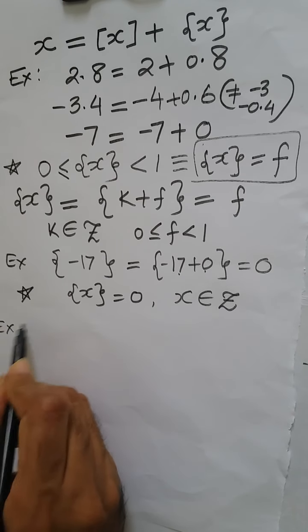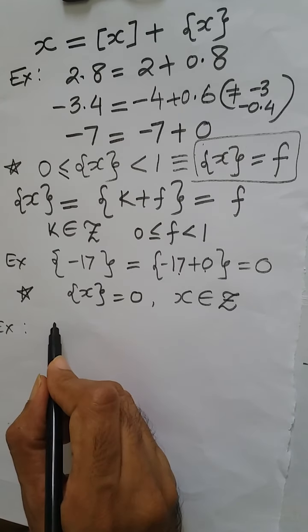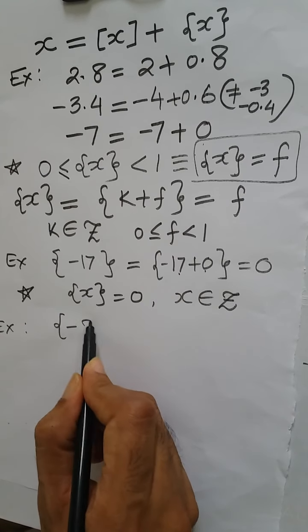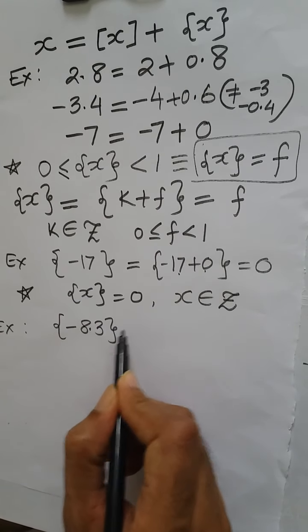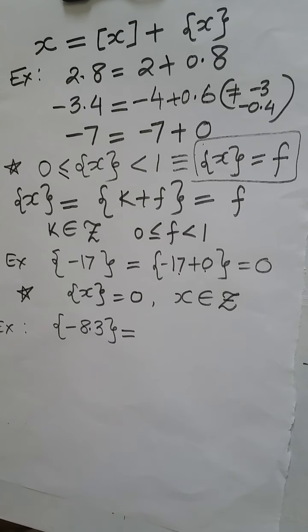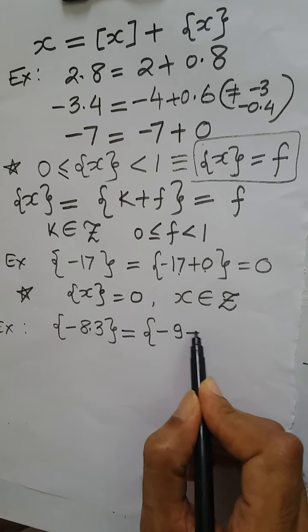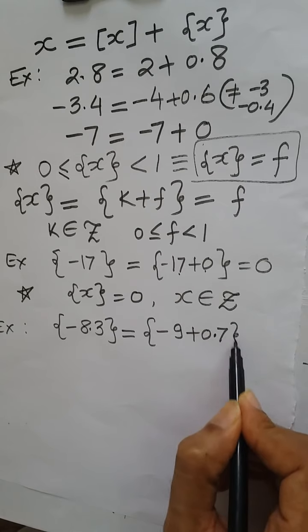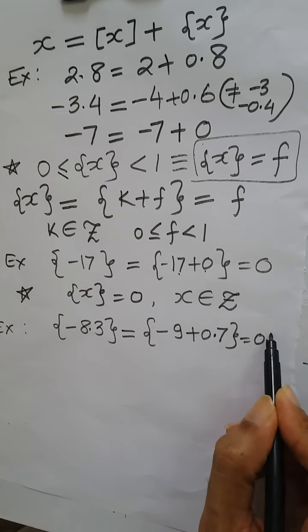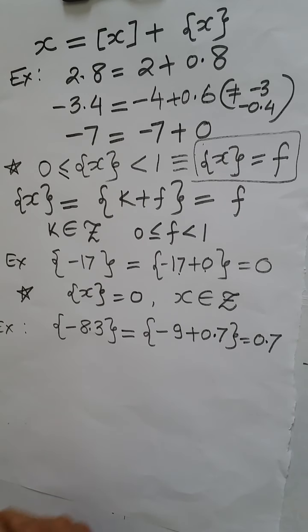Now for example, if I ask you what is the fractional part of minus 8.3? Tell me. So yes, we can write it as minus 9 plus 0.7. So the answer is 0.7. So fractional x is 0.7.